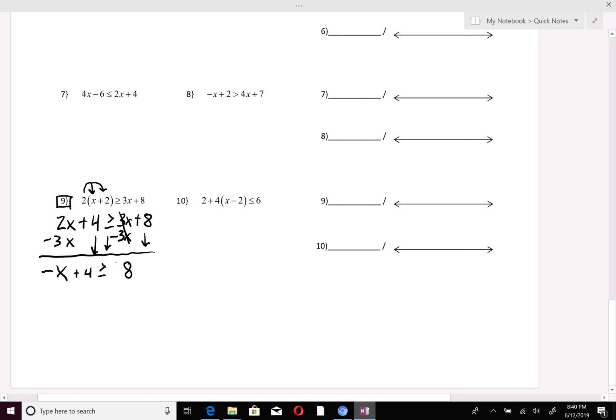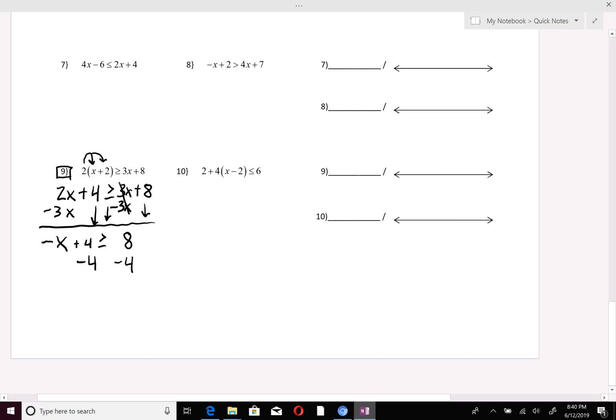And now the last thing to get all my terms together is to move the 4 over to the right hand side. So it's a positive 4, so I'll subtract it off. And I'll get negative x is greater than or equal to 8 minus 4, which is a positive 4. And it may look like we're done, but we have one last step, and that's to get rid of this negative on this x. We can't just leave it there, and so we can either multiply or divide by a negative 1.